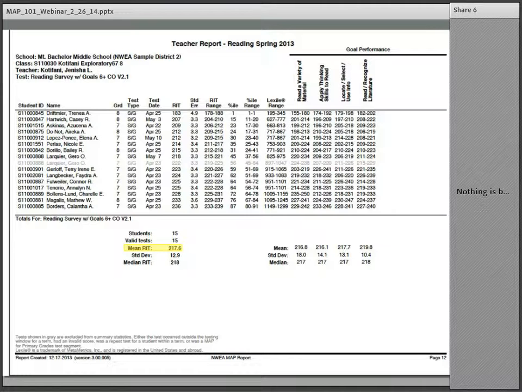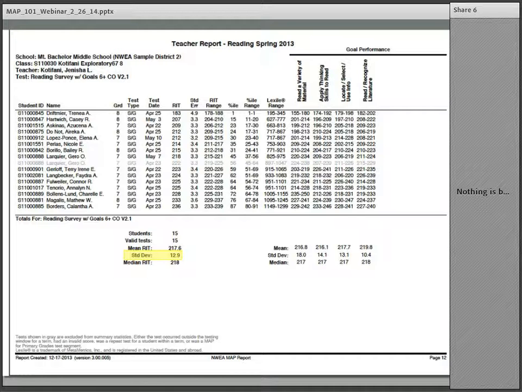So when we look at the overall reading test that was given to these students, their mean RIT, or their average RIT score, was a 217.6. And their median score, right down the middle, was a 218. But notice that their standard deviation for the whole assessment is a 12.99. Now that is an average of the standard deviations of all 4 of the assessments in the reading section of this. So they're a little bit closer than they are far away.